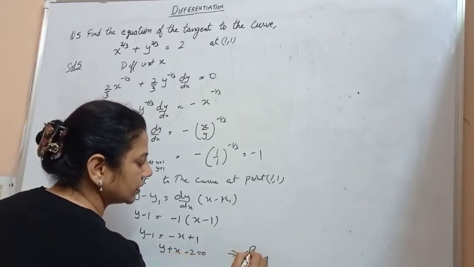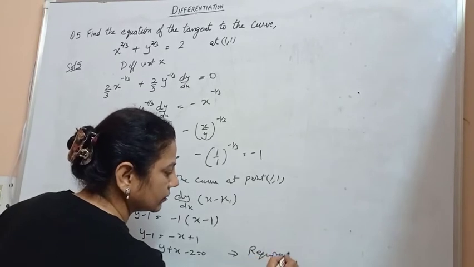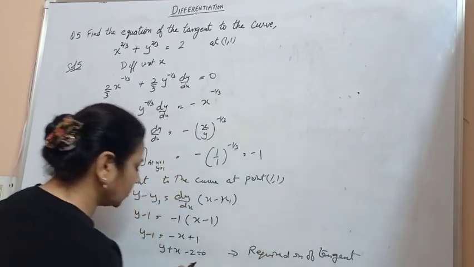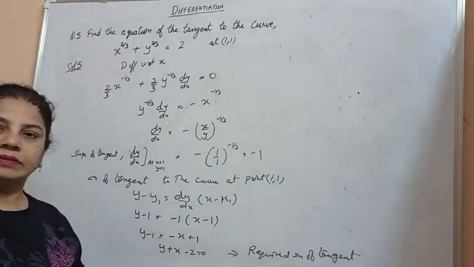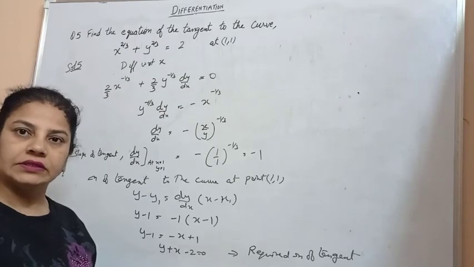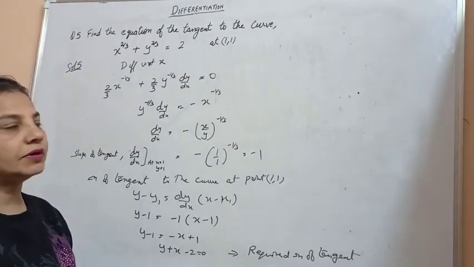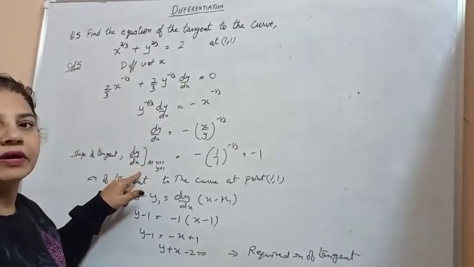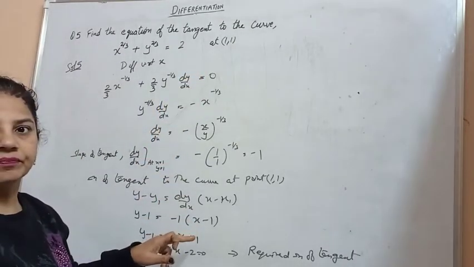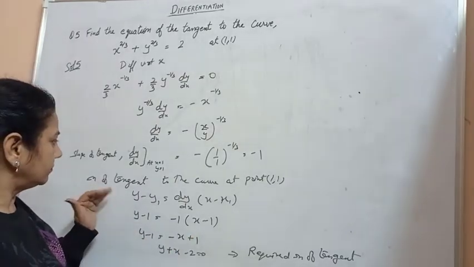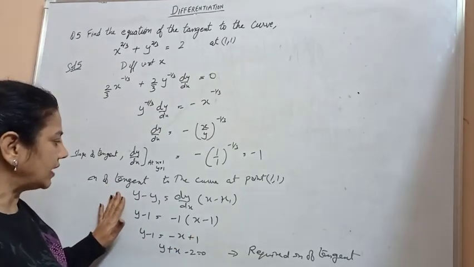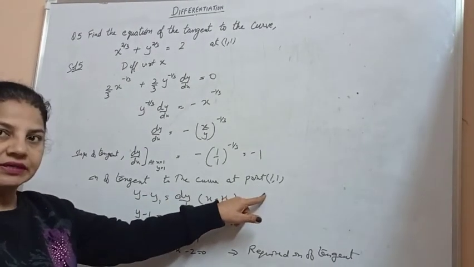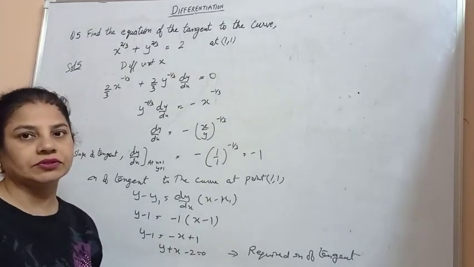So I say that this is my required equation of tangent: y plus x minus 2 is equal to 0. So what we have done: first of all, we calculate the slope of the tangent, dy by dx, and then find the value of dy by dx at the given point. After that, the standard equation of the tangent is y minus y1 is equal to dy by dx times x minus x1. Substitute the values of y1 and x1 from the point given to us, and then we calculate the required equation of the tangent.